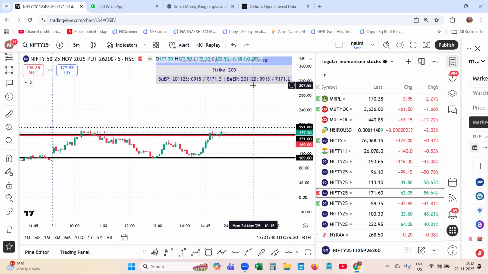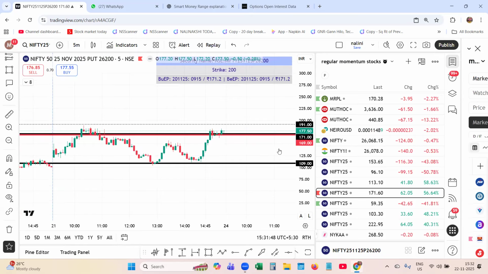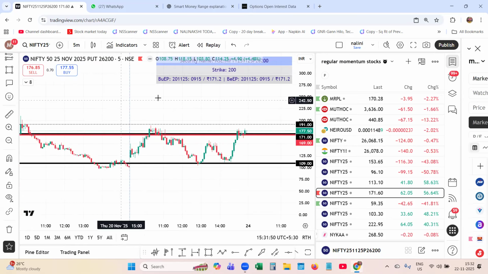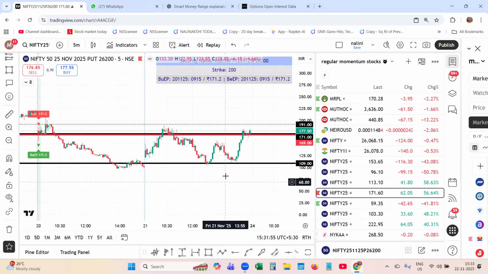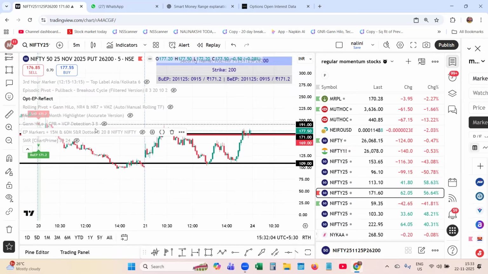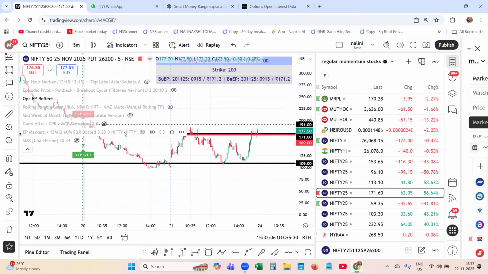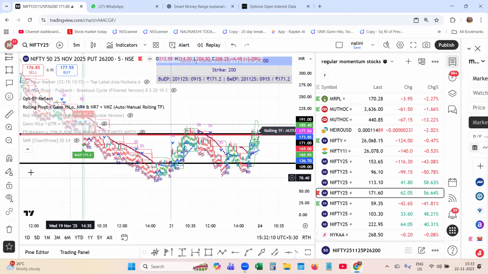EP we are getting, both are straddles at 171. Already I think we have marked these 169 and 171. These are the levels. You know that when the put option starts moving from this 110, this is the support for you, and with the help of the rolling pivot, you could have entered because it was a roller coaster ride yesterday in the market.